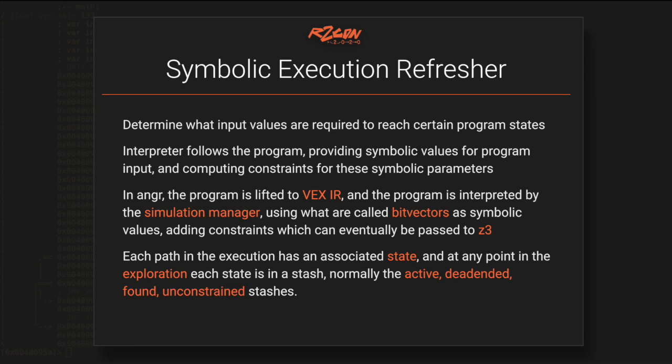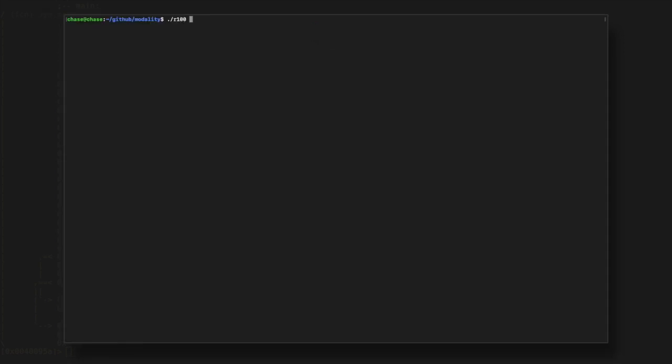So now I'm going to show an example on a simple keygen. If we run this challenge, we can see it prompts us for a password, and then there's a success or fail check, and in this case, we entered the incorrect password.